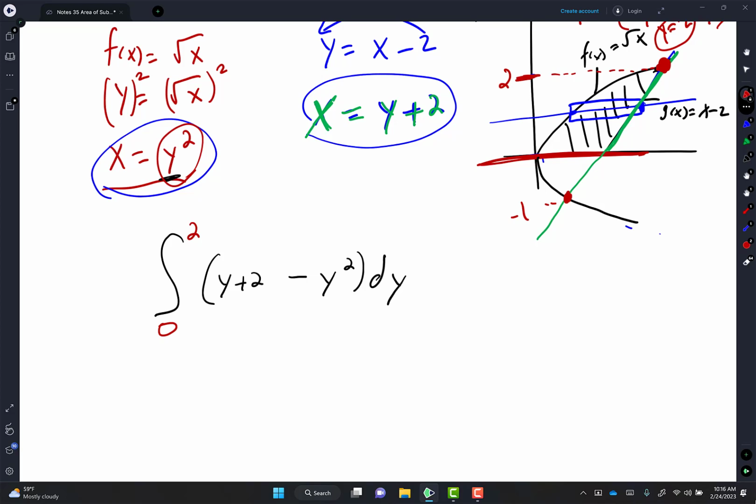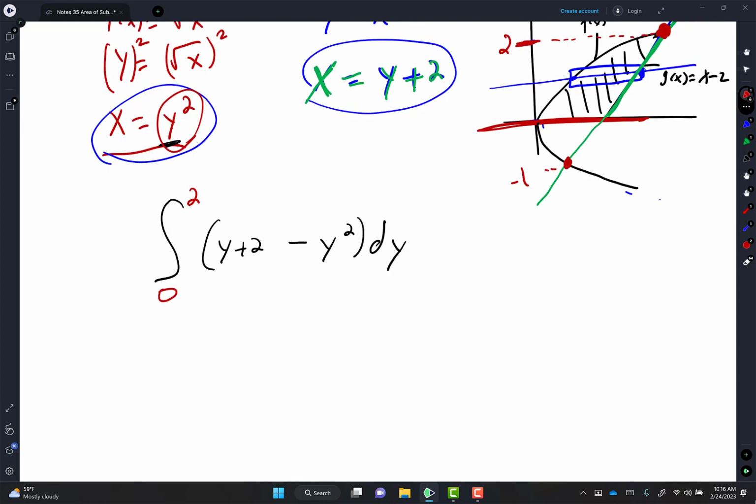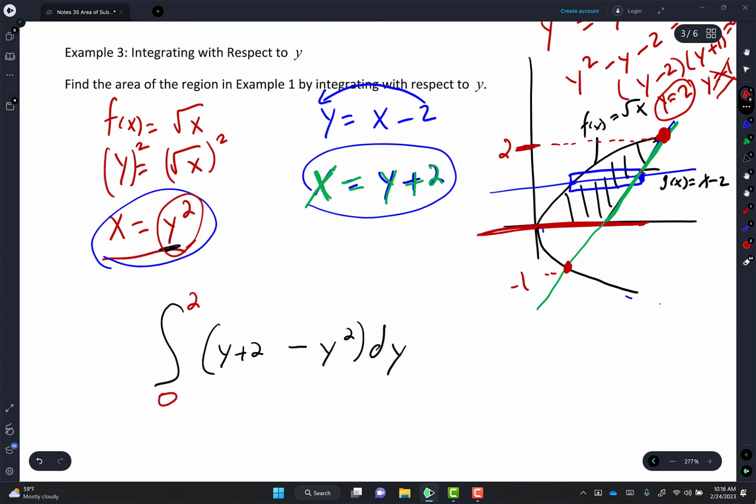When you draw your horizontal line, the rightmost curve is considered top. See this horizontal line in blue? The rightmost curve, which is the green one, is considered top. When you draw a horizontal slice, here's a horizontal slice. The rightmost, so if you were to rotate this 90 degrees, the green line would be on top.